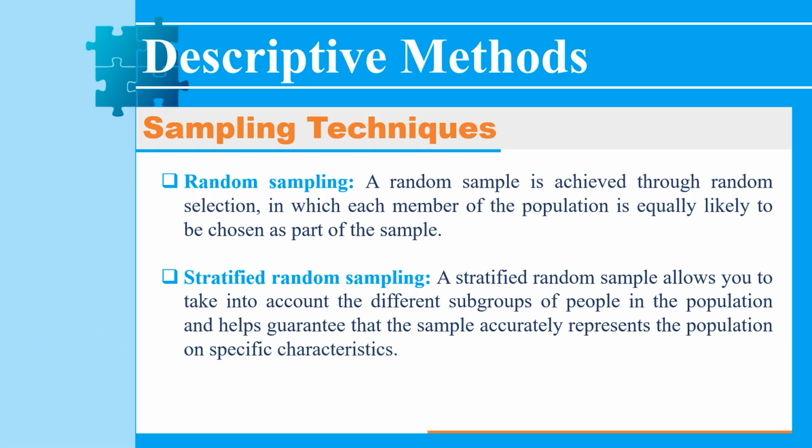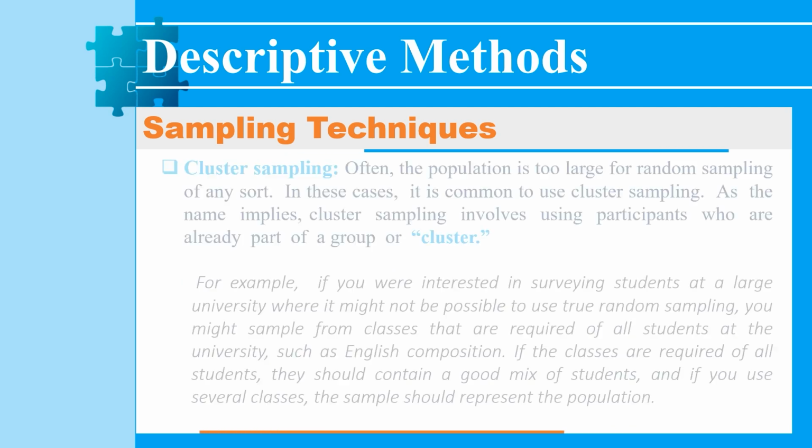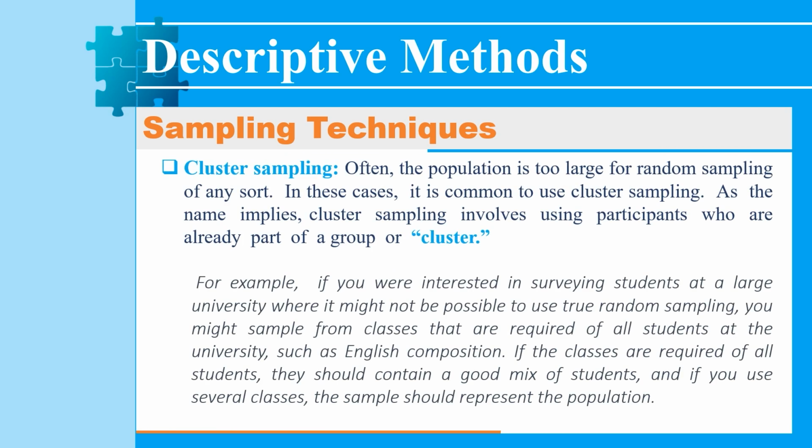Moreover, the stratified random sample allows you to take into account the different subgroups of people in the population and guarantees that the sample accurately represents the population on specific characteristics. And the last one from the sampling techniques is cluster sampling. Often the population is too large for random sampling of any sort. In these cases, it is common to use cluster sampling, as the name implies. Cluster sampling involves using participants who are already part of a group, or cluster.